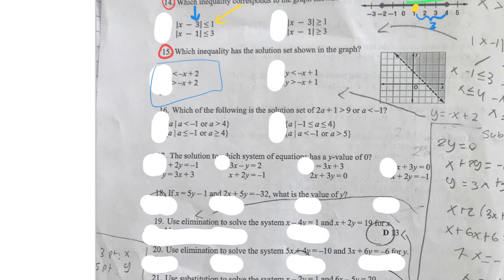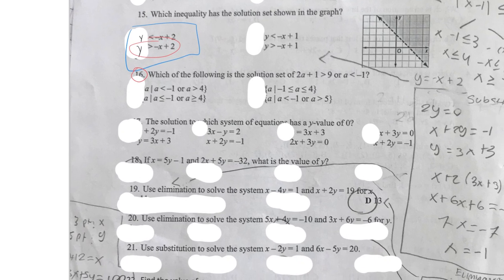So the question, though, is the shaded region is above the dotted line, which means that we want to say that, I should say y here. Therefore, y would be greater than negative x plus 2. So whenever the y is greater than the thing, you're going to be shading above the line. Whenever y is less than the thing, you're going to be shading below the line. So that's going to be the answer to that one.